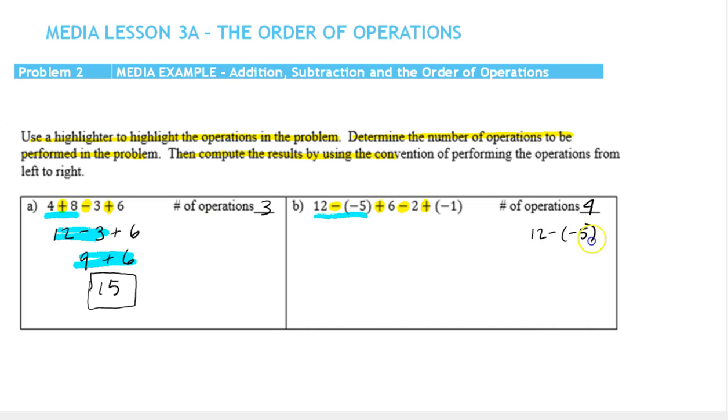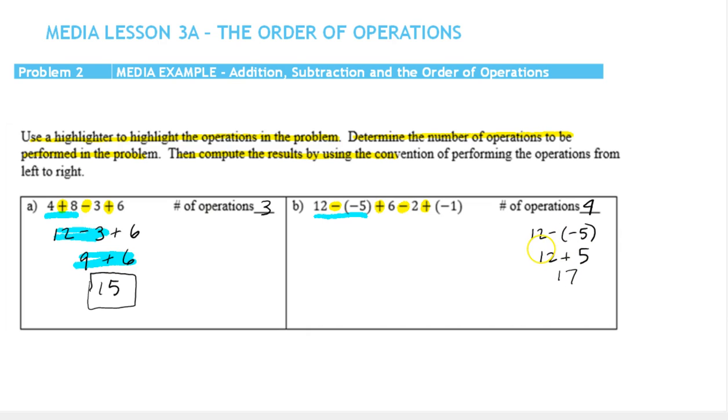12 minus negative 5. So now remember, when we want to subtract a negative, we can think of that as adding a positive. That's one way to think of this problem. So 12 minus negative 5 is the same as adding the opposite of negative 5. So it's the same as 12 plus 5. So remember, if you're subtracting an integer, it's equivalent to adding the opposite of the integer. And when you have the minus the negative, this is a nice thing to do. So 12 minus negative 5 is the same as 12 plus 5, which is 17.